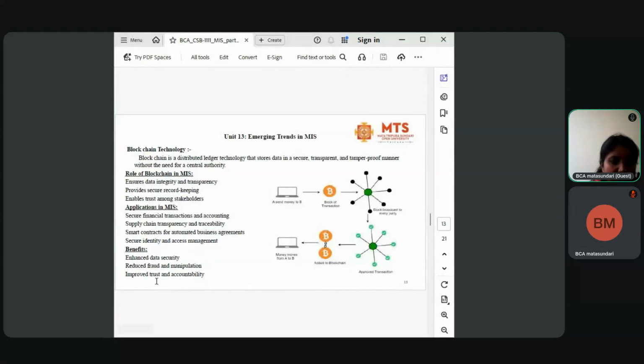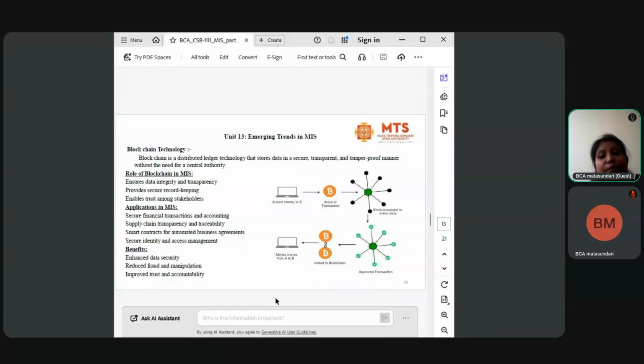So blockchain technology. Blockchain is a distributed ledger technology that stores data in a secure, transparent and tamper-proof manner without the need for a central authority. Okay, so the role of blockchain in MIS basically ensures data integrity and transparency, provides secure record keeping, and enables trust among stakeholders.